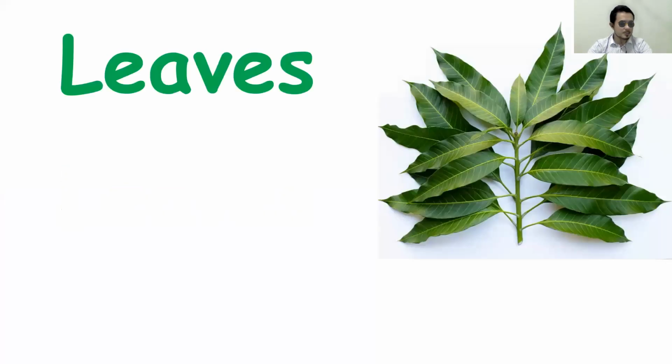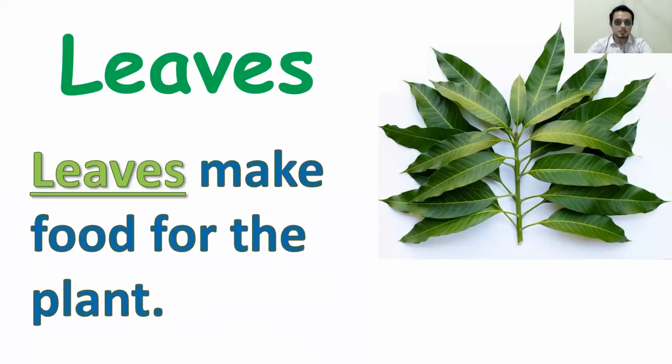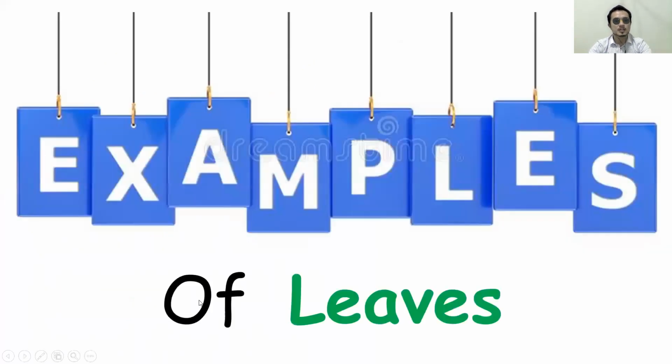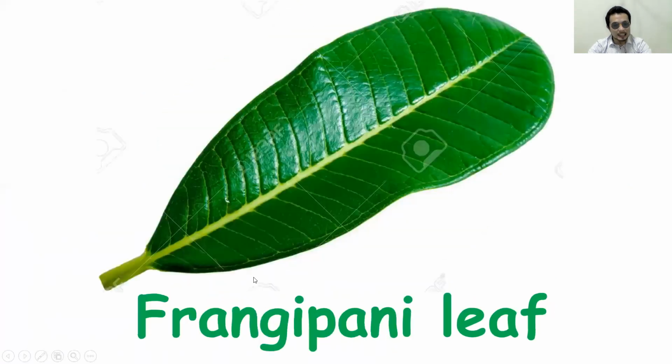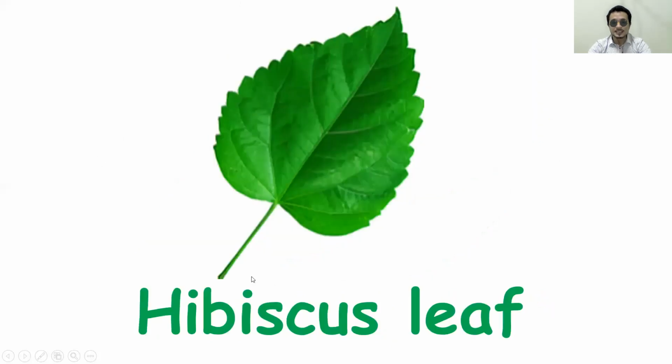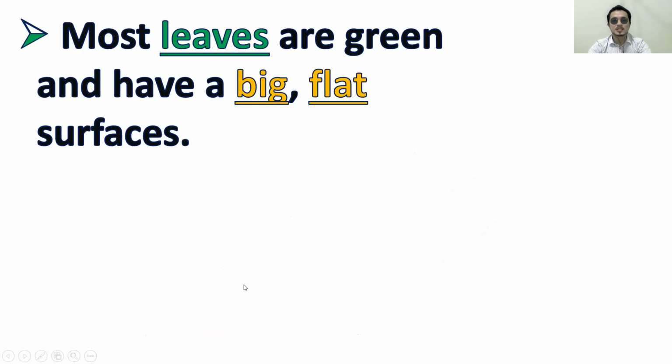So we have the leaves, almost done. The leaves make food for the plants. Remember this one: leaves are the ones responsible for making food. Examples of leaves, we have papaya, water lily leaf, frangipani leaf, hibiscus leaf, and so on.